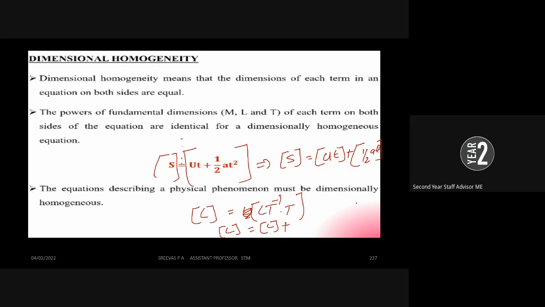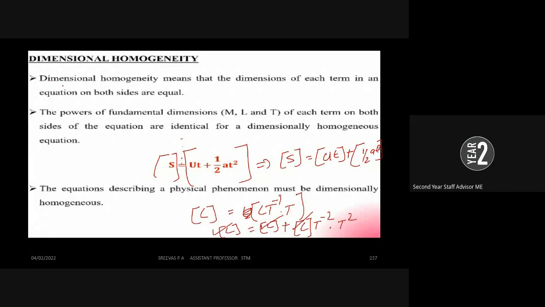Plus similarly half AT square. Half is a constant, it has no dimension. Acceleration is LT raised to minus 2, into T square. So what will happen? T raised to minus 2, T raised to 2, T raised to 0, 1. So that also will become L. Dimension of LHS is equal to dimension of each term of RHS. That is what dimensional homogeneity is explaining.